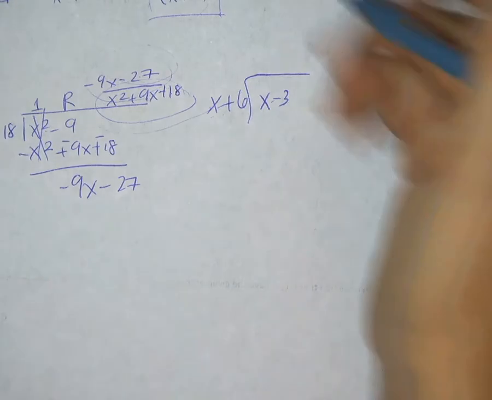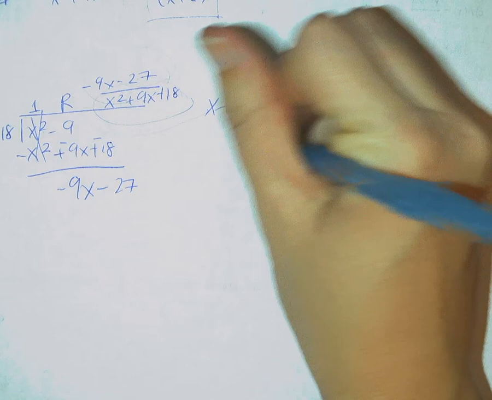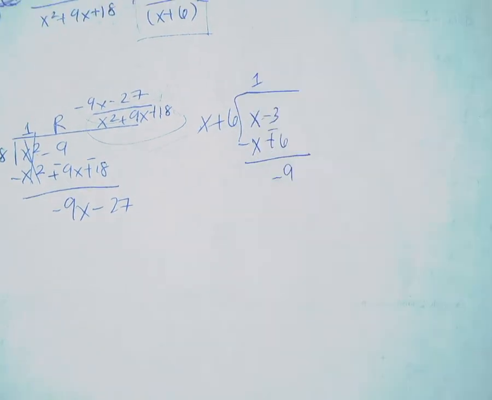Here, x goes into x one time, multiply, and that's x plus 6, subtract, and I'm just left with negative 9.